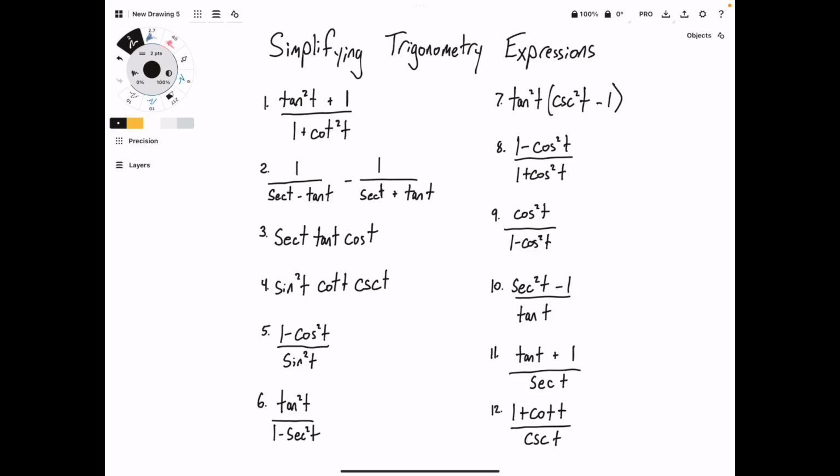In this video, we're going to look at a bunch of practice problems that involve simplifying trigonometry expressions. So these are the 12 problems that we're going to solve. If you want to give them a try yourself, you can pause the video and do that now. Otherwise, we're going to jump into question 1.